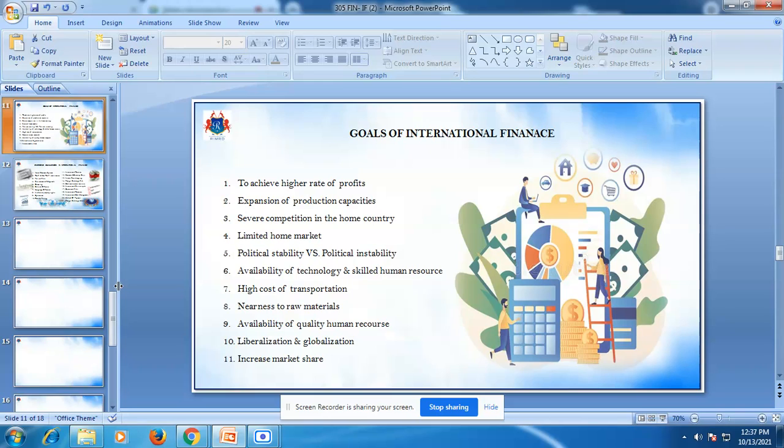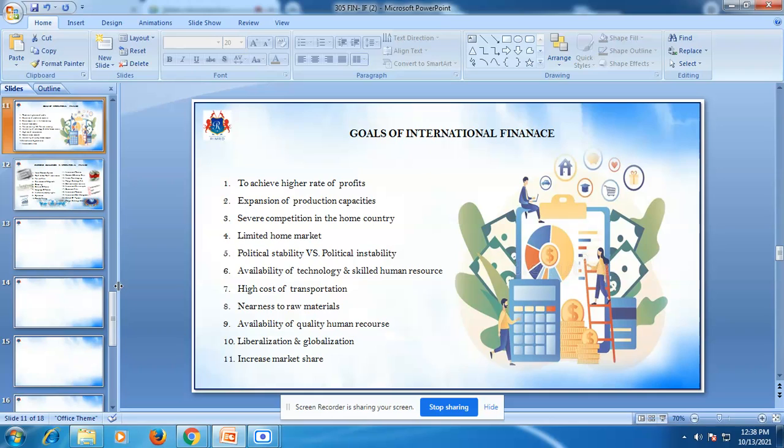The second goal of international finance is expansion of production capacities. Some domestic companies expand their production capacity more than the demand for the product in the domestic country. Such companies are forced to sell their excess production in foreign developed countries. Toyota of Japan is an example of expansion of production capacity. The third goal of international finance is to escape severe competition in the home country.